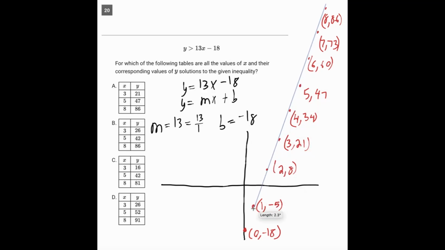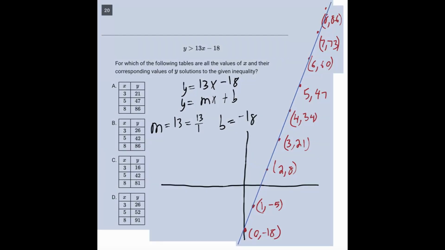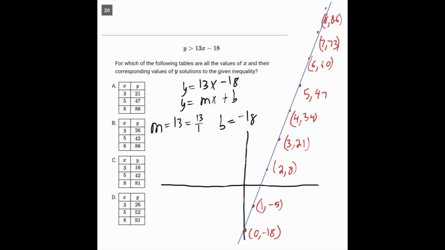So I'm going to draw a little line here to represent this idea. Now that line should be a dashed line because less than and greater than is a dash situation in math. Less than or equal to, greater than or equal to, that's solid. So let's see if I'm able to make dashes here. Okay, and that's much better.